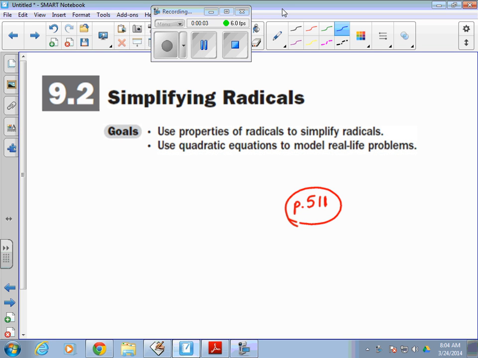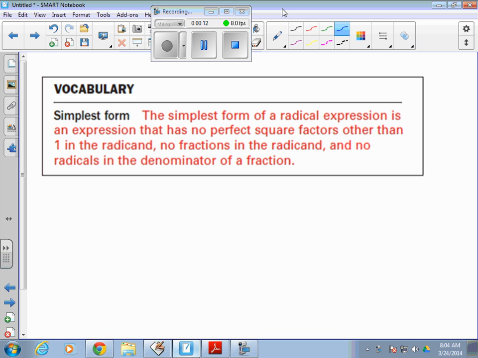Today we're looking at simplifying radicals, beginning on page 511 in the textbook. We're using properties of radicals to simplify, and we're going to look at it in a real life type problem. First thing you have is a definition of what is the simplest form.